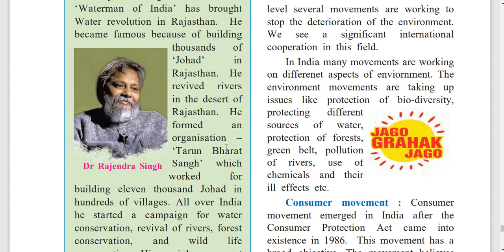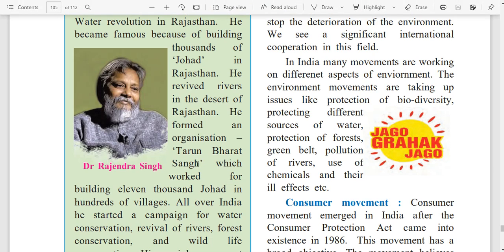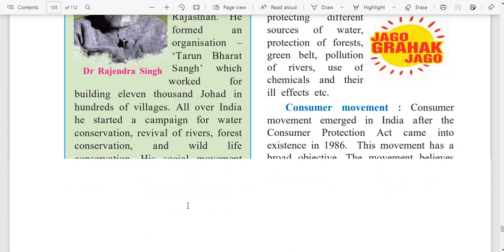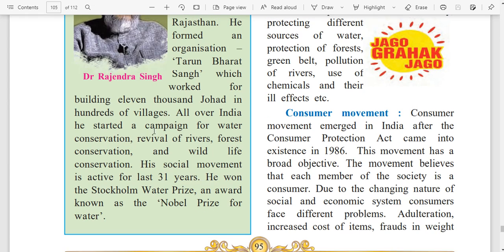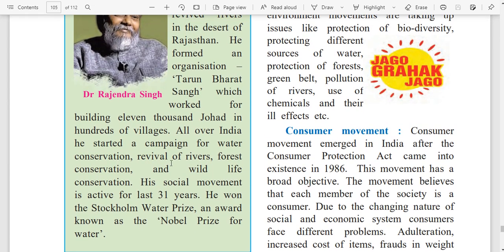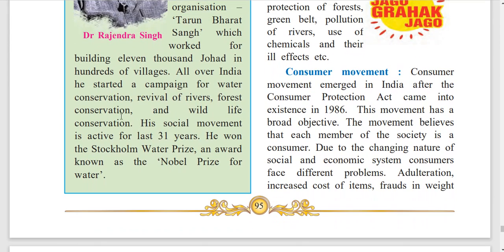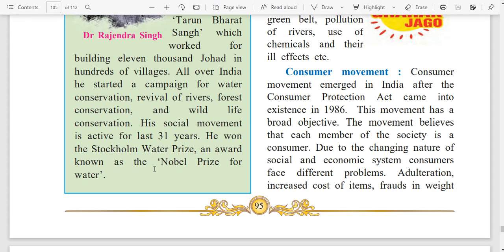He formed an organization, Tarun Bharat Sangh, which worked for building 11,000 johad in hundreds of villages. All over India, he started a campaign for water conservation, revival of rivers, forest conservation, and wildlife conservation. His social movement is active for last 31 years. He won the Stockholm Water Prize, an award known as the Nobel Prize for Water.